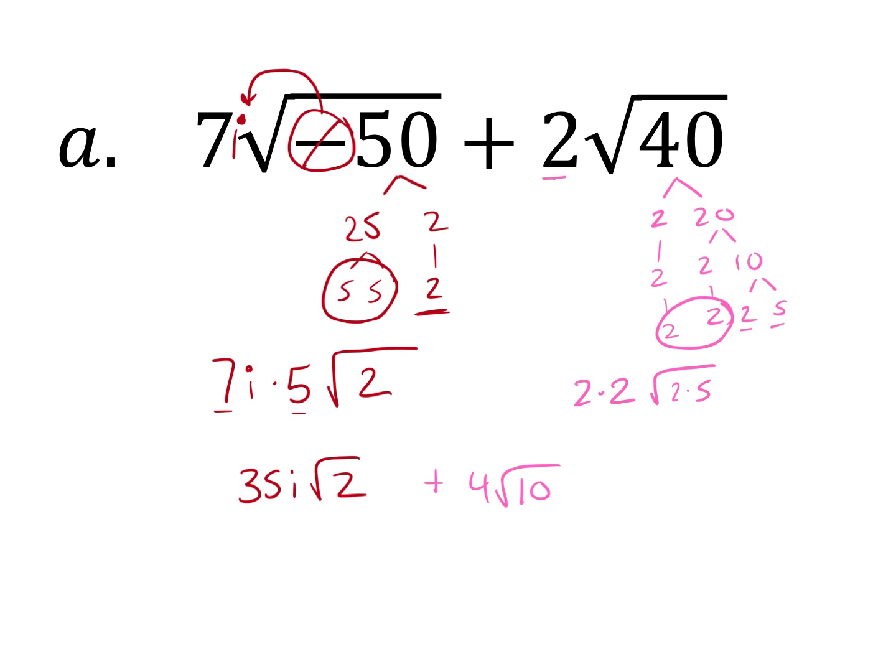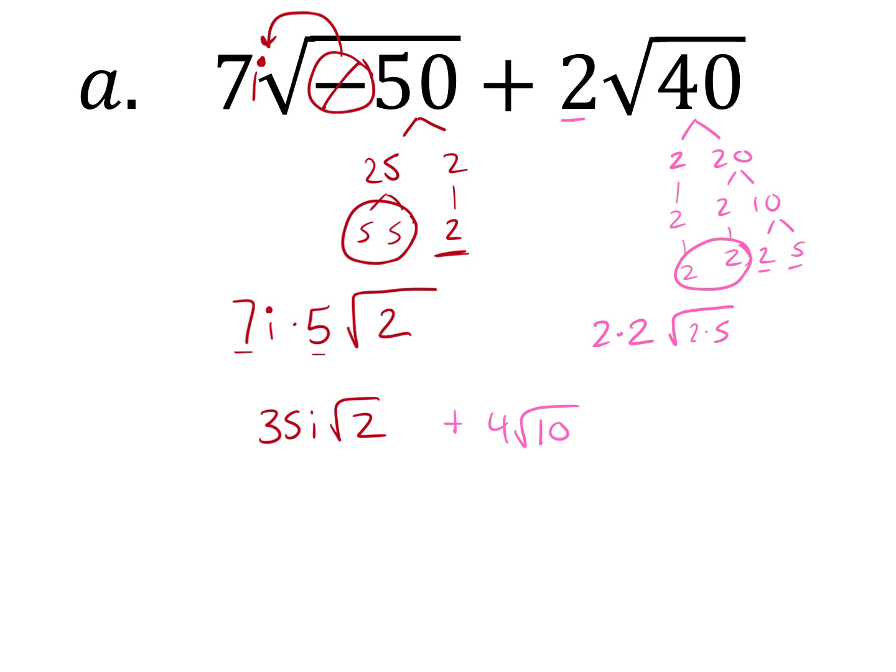Can I add these together? No, they don't have the same square root, and they don't both have i's, so I can't add them together. When I write this in standard form, which one has to come first? The one without the i. So I would say 4 square root 10 plus 35i square root 2.